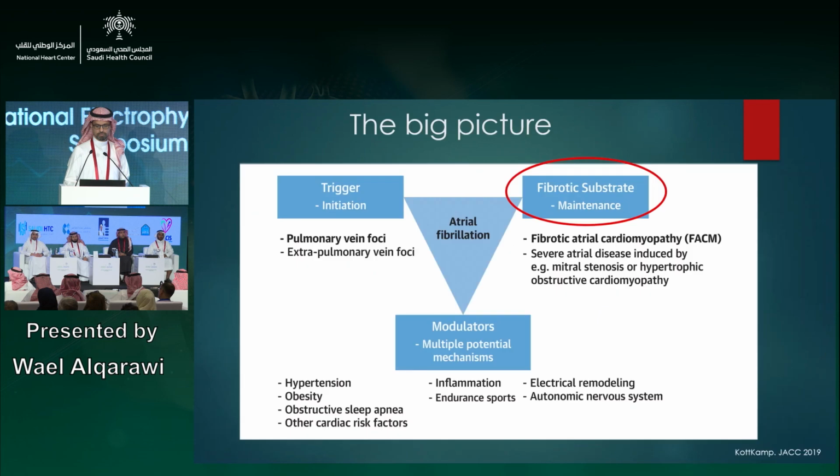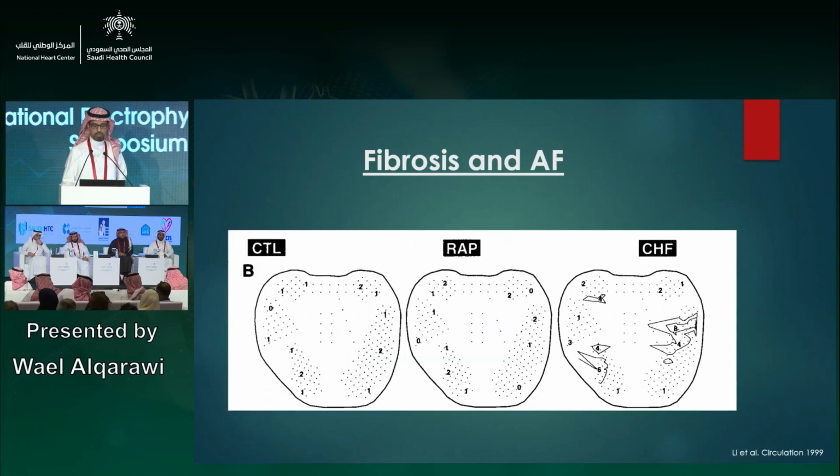So moving on to the substrate, and substrate could be because of structural heart disease, but also could be because of AF itself. The recognition that substrate is an important part of the pathophysiology of atrial fibrillation is actually old. This is the first paper that described that, and it was probably at the same time as the Haissaguerre group publication, where they showed in an animal model, if you pace the atrium and induce AF, and then you do histology, you get interstitial fibrosis, which maintains atrial fibrillation.